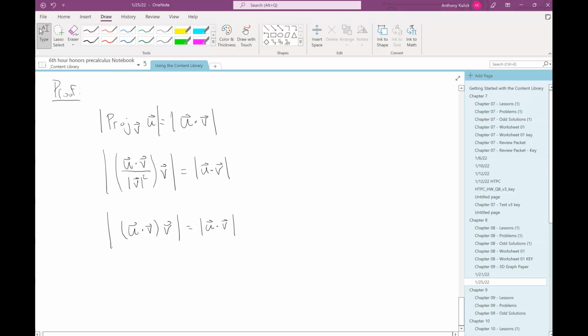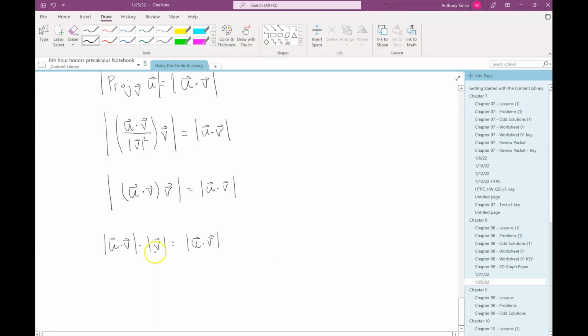And now U dot V, the dot product, is just a real number. It's a scalar, correct? I can pull that out of my magnitude since it's just a real number. Doing that, though, I have to put an absolute value symbol around it. And then what's the magnitude of V again? Just 1. So this is true.